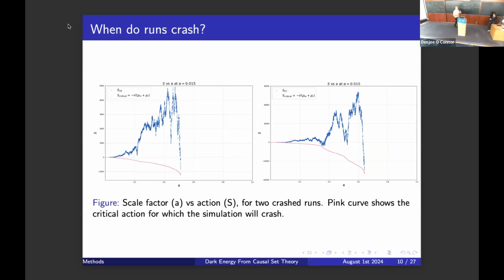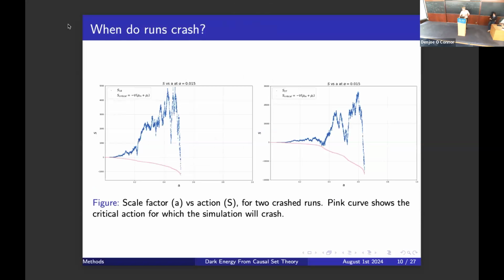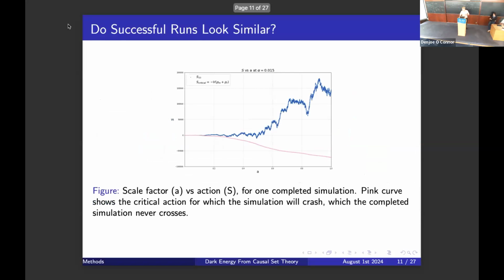And then it looks very similar to a completed run. So that's a completed run. A completed run just never goes below the pink line. Now it does get close at points, but it never actually hits it. So your action can go as close to it as it wants, but it just can't go below it. The first part of the graph looks very similar to the crash runs. There isn't too much difference between the start of the crash runs and the start of the successful runs.